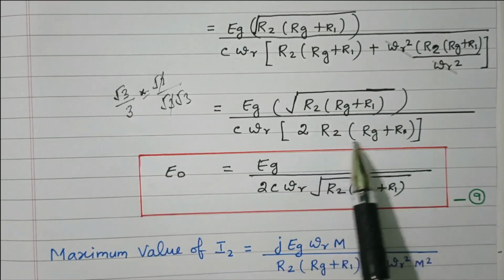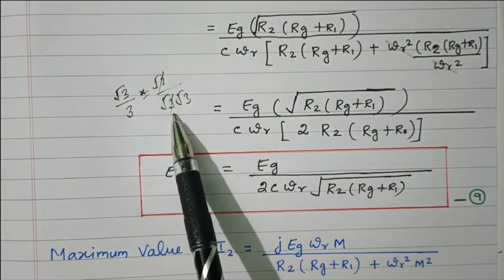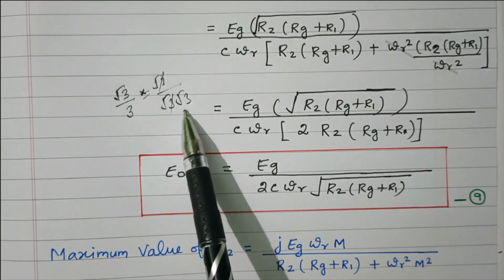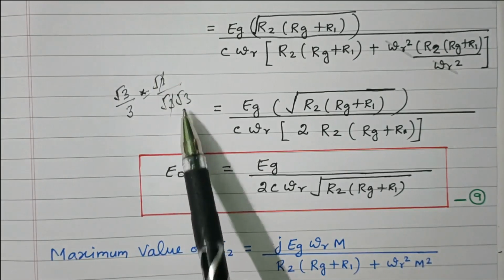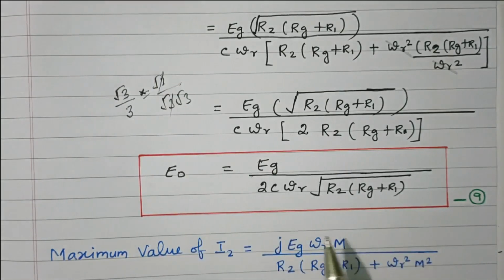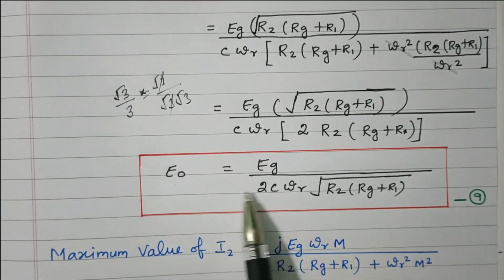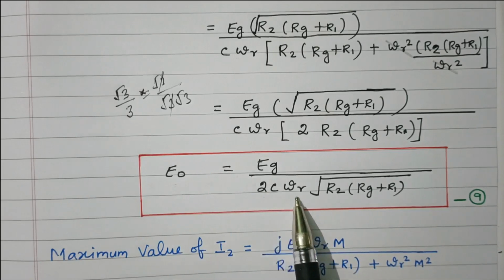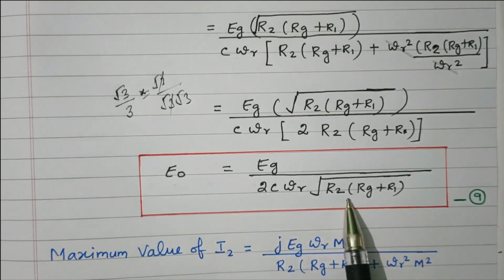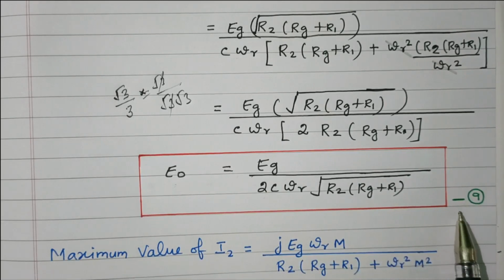This is root 3, this is 3. Right? And this 3 can be written as root 3 into root 3. Root 3 into root 3 is 3. So this root 3 got cancelled. Now we got 1 divided by root 3. Now we got the maximum value of E naught, that is equal to Eg divided by 2c into omega r of the square root of r2 into rg plus r1. We'll take this as equation number 9.